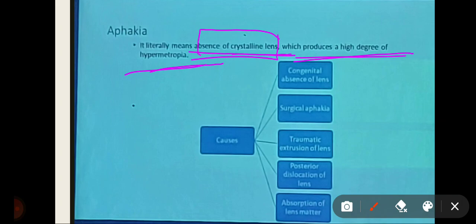There can be congenital absence of the lens, which is a rare condition. Surgical aphakia, occurring after the removal of the lens, is the commonest presentation. Traumatic extrusion of the lens from the eye also constitutes a rare cause of aphakia. Posterior dislocation of the lens into the vitreous causes optical aphakia. And the last one is absorption of the lens matter, which is noticed rarely after trauma in children.